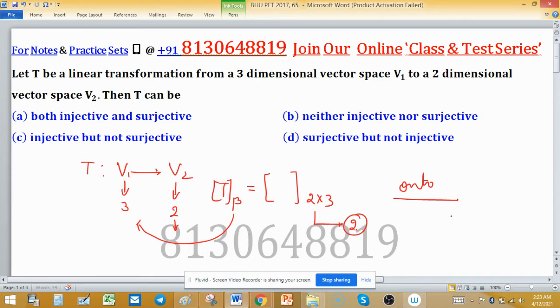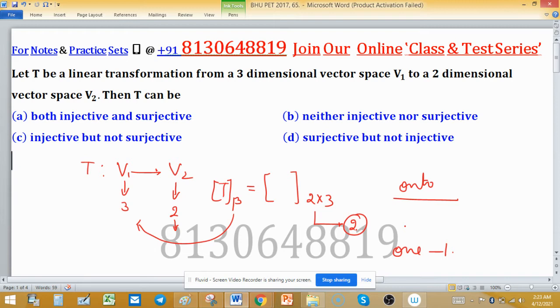And for one-one, each column must have a pivot. So there are 3 columns, but a maximum of 2 pivots only will exist. So this linear transformation will not be one-one.